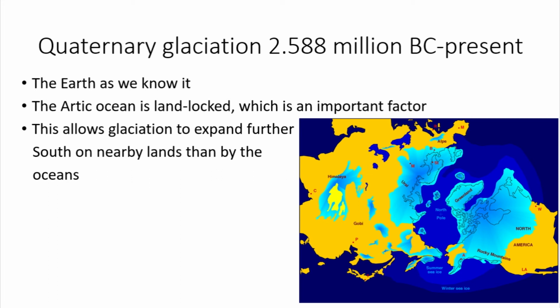One of the reasons why the Arctic being landlocked was so important is that water has a very high specific heat capacity, which means it's very good at storing heat. So when the temperatures dropped, it would have taken a longer time for the oceans to freeze over. But because the Arctic Ocean was surrounded by land, the ice could expand onto the land quicker than onto the ocean, which meant that glaciers grew very quickly.